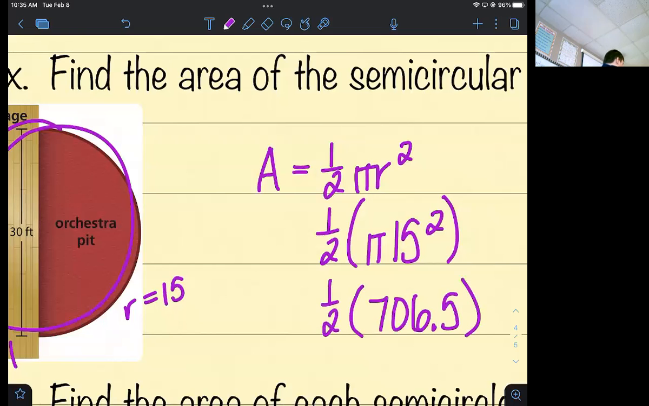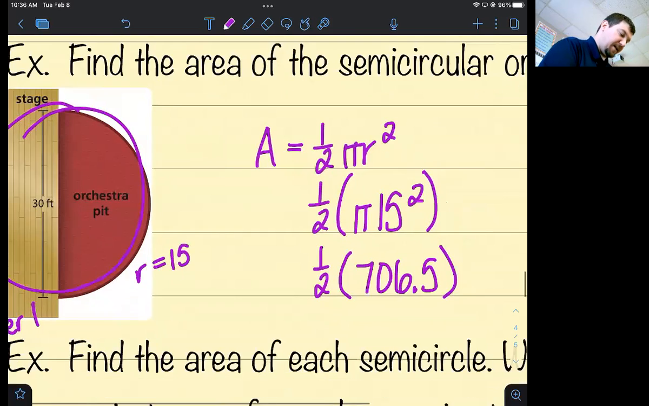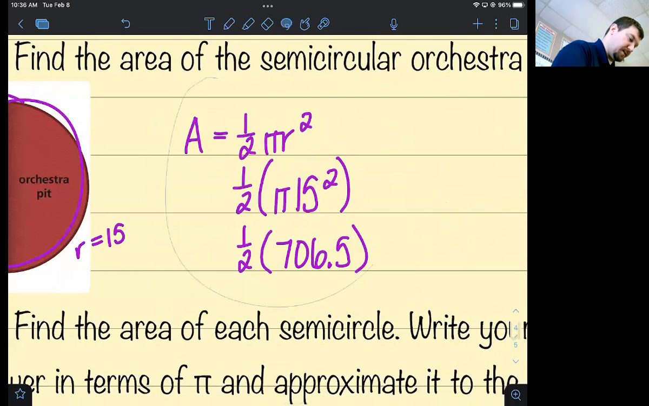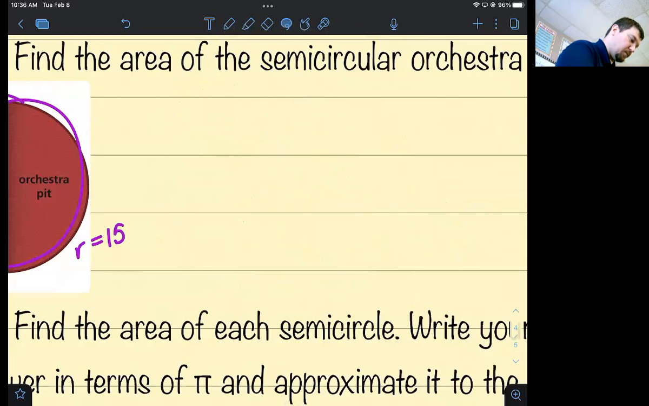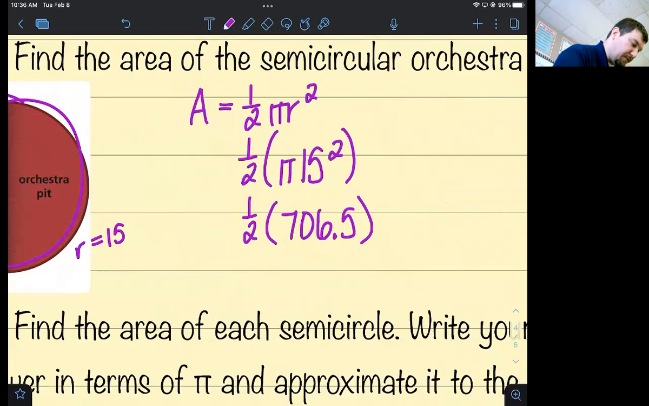So Michael, tell us what we're going to do again. Divide by 2. That's how you find the area of a semicircle. Take that, hit divide by 2, and that's going to give you a final answer of 353.25, and that's going to be feet squared.